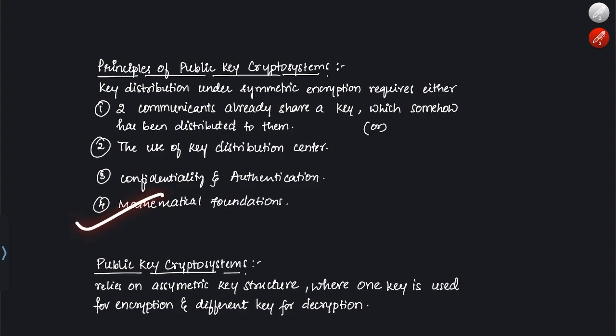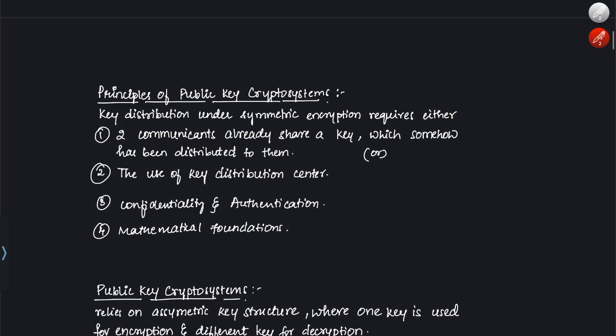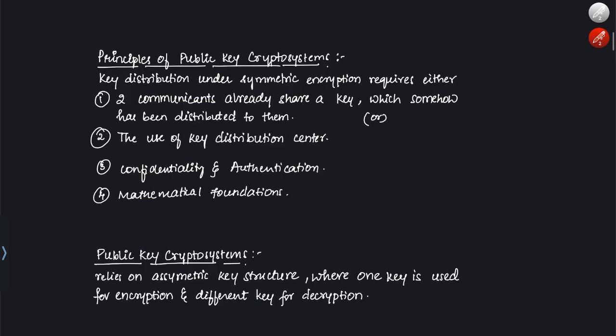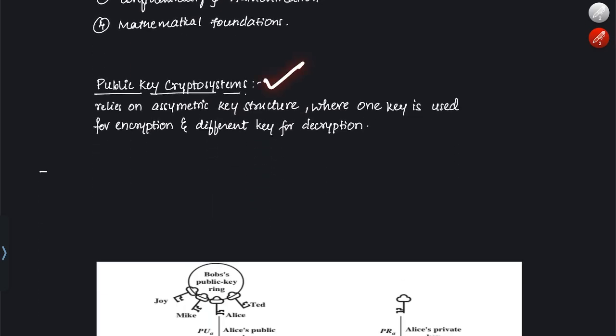Then we have mathematical foundations. That is, public key algorithms have basic mathematical functions which rely on number theory. We have seen that, and that's it. So this was about the principles of public key crypto system. Next we have the public key crypto system, the model.